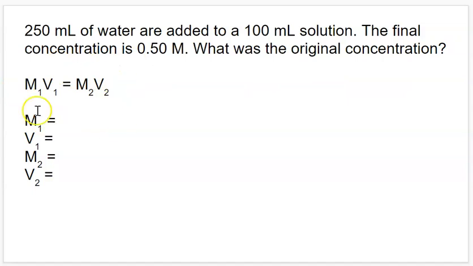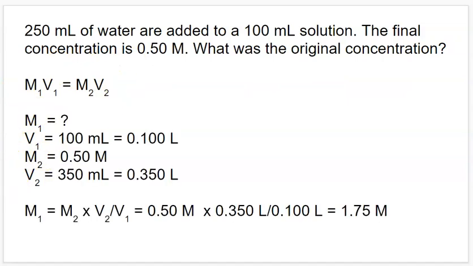So same equation as before. Let's fill in our variables. Our M1 is unknown. We didn't know what the original concentration was, but we knew that the original solution had a volume of 100 milliliters. My final concentration was 0.5 molar. That was given here. And my final volume, I had to figure out through context, because we had 250 milliliters of water that we were adding to 100. So the final volume is going to be the sum of the two. So that's why it's 350 milliliters here. So make sure you're keeping track of that kind of logic based off of what's actually happening in the problem.